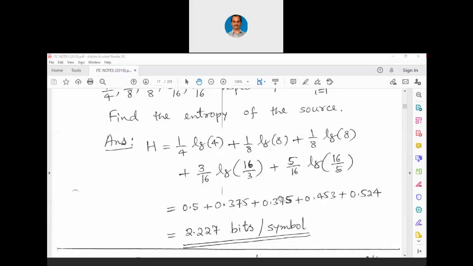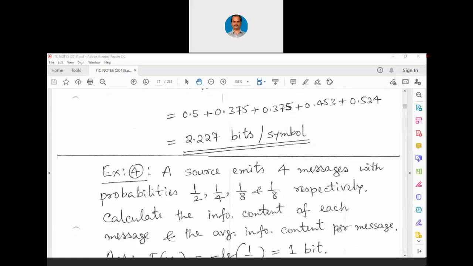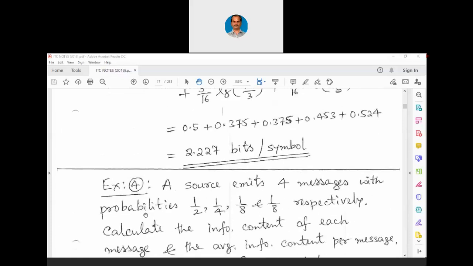Now, this is one example which is a simple example. So, students, the next example, do it on your own now. I am showing you the example here. Exercise 4, a source emits 4 messages with the probabilities 1/2, 1/4, 1/8 and 1/8 respectively. Calculate the information content of each message and the average information content per message. The source is emitting 4 messages with this probability. When you join together, it is going to be unity.